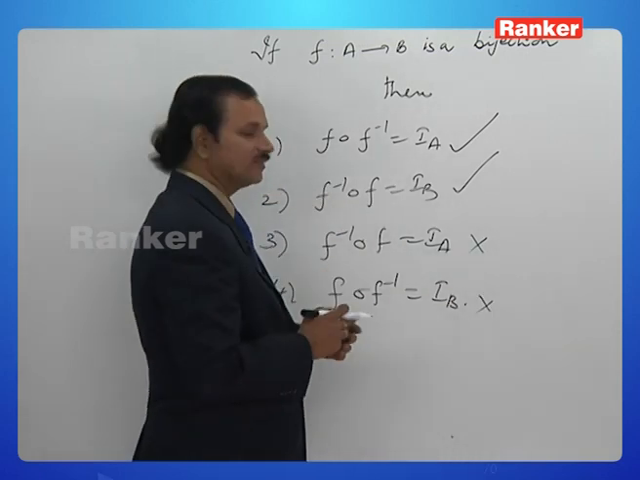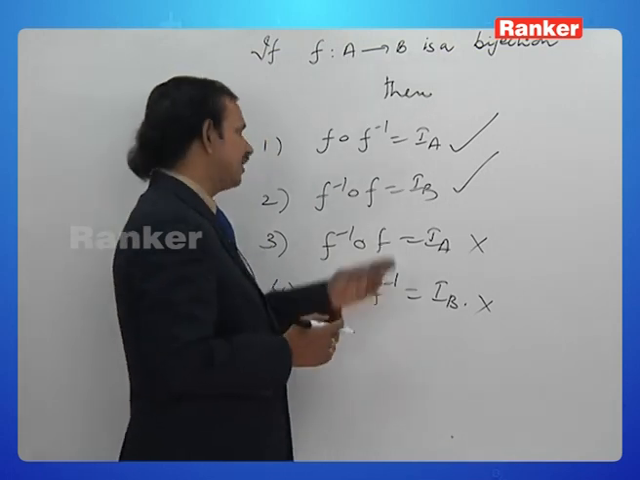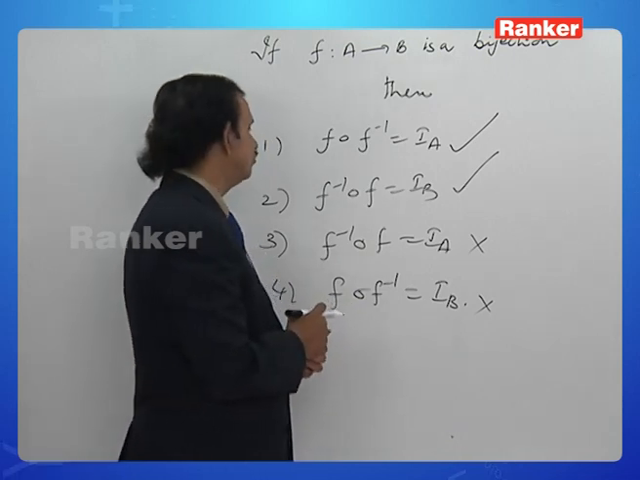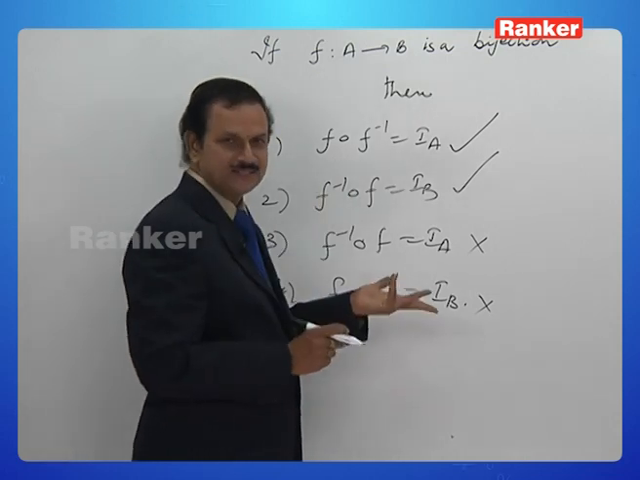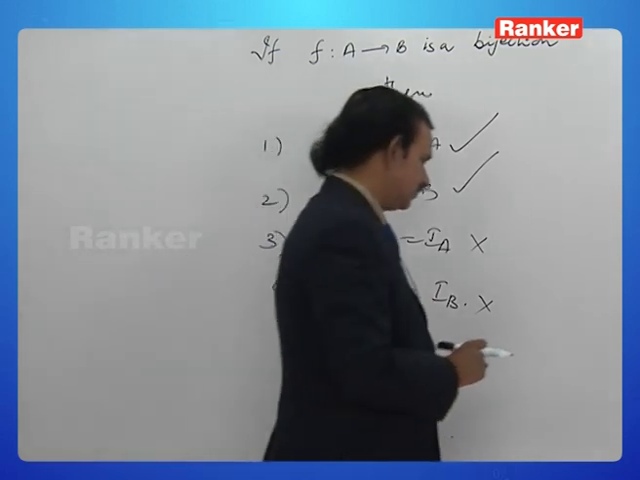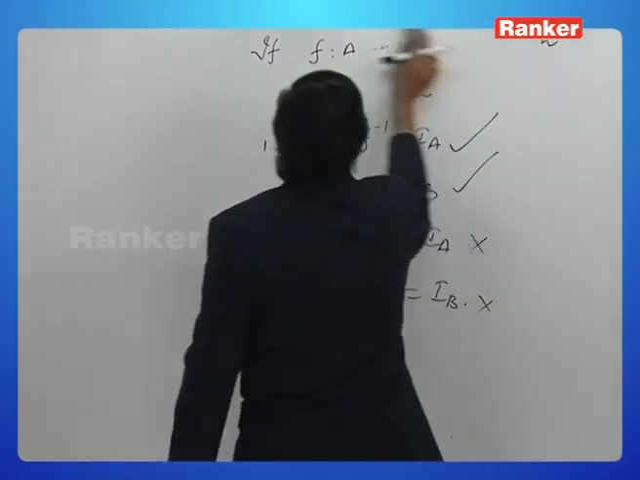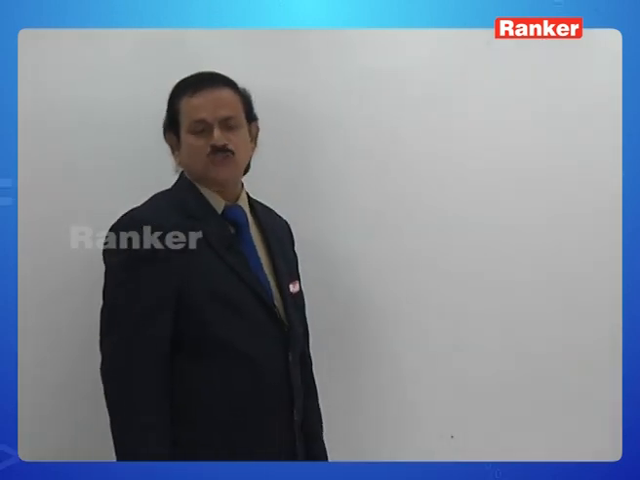So without any confusion, we must be able to decide like this. f circle f inverse and f inverse circle f, like that we define. What is the domain? What is the codomain? Like that you observe. Well, this is the way we link these two concepts, composite function and inverse function. There are so many functions to be discussed, of course.